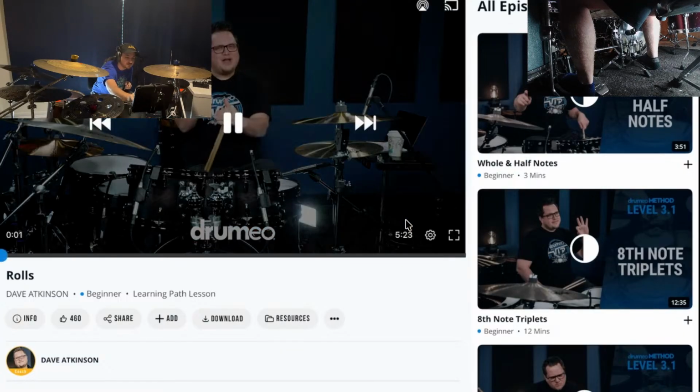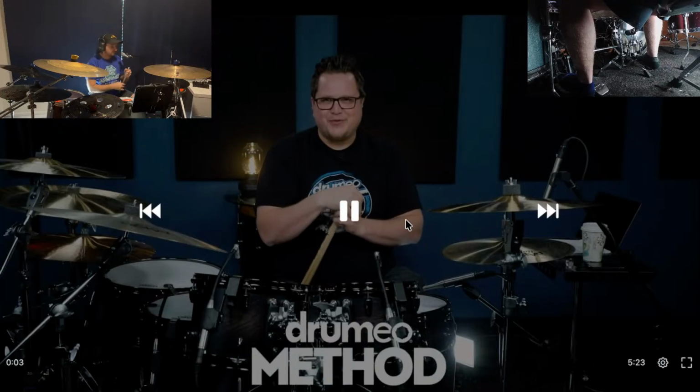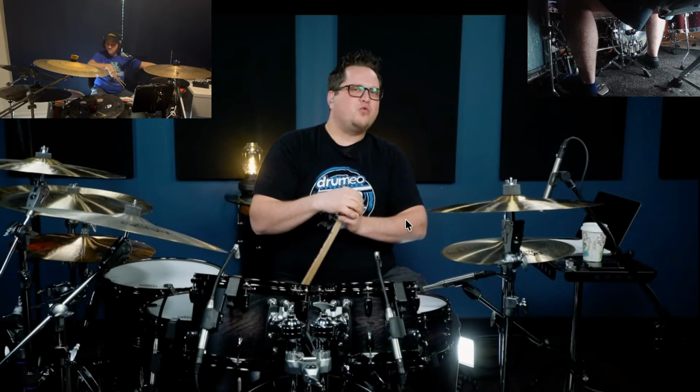All right, now because we're going to be learning a lot more about drum rolls in the rudiment section of this level and throughout the entire method, I want to talk a little bit about roll notation. Now in sheet music for drumming, we can use slashes to indicate a roll rather than actually notate every single note. It makes it cleaner and easier to read.